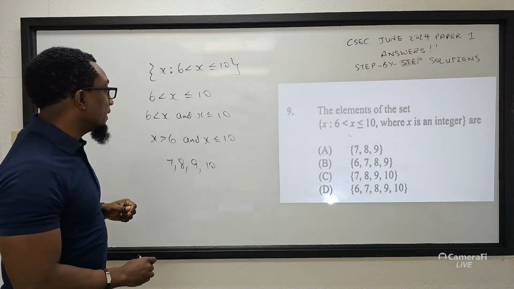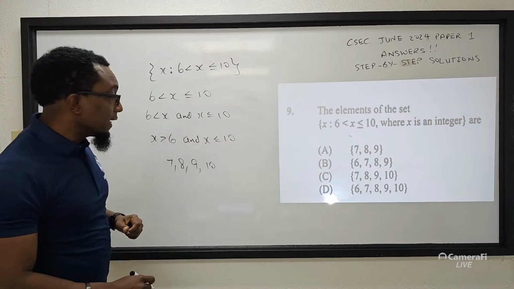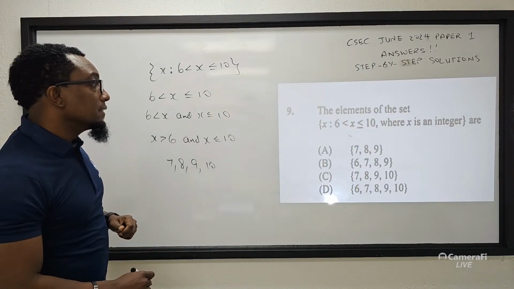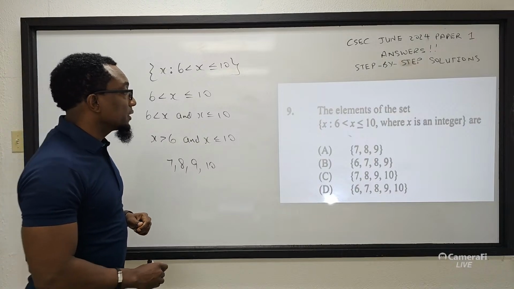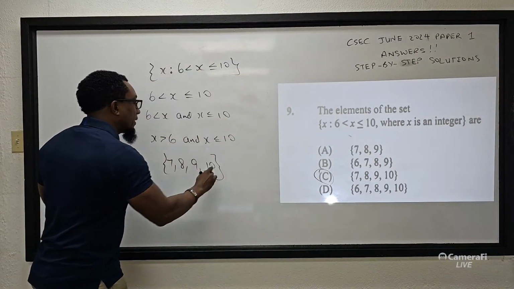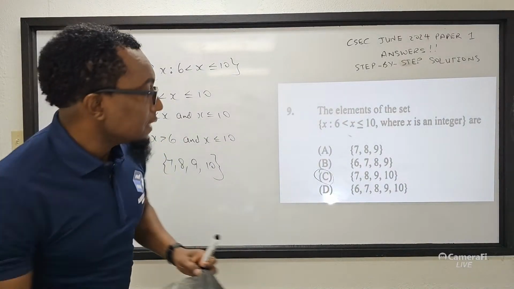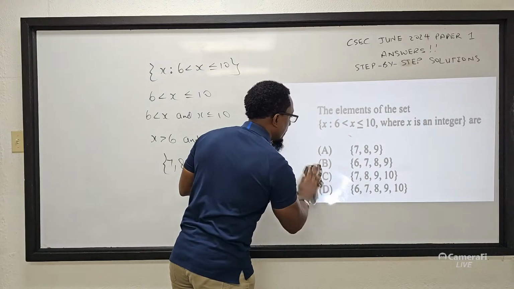X is greater than 6, and x is less than or equal to 10. So 7, 8, 9, 10. Whose answer there for question 9 is C. So we have our set of elements. So question 9, C. Let's look at question 10.